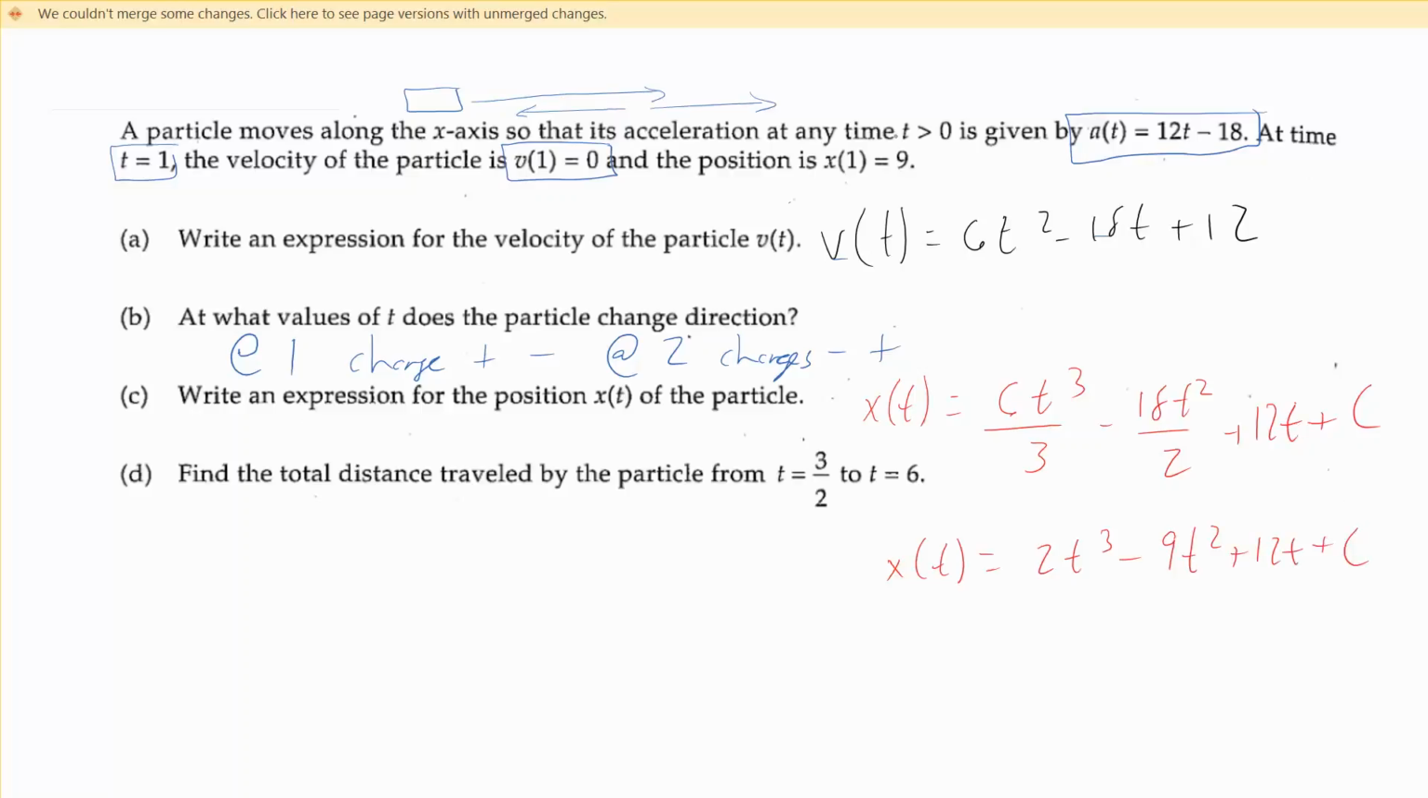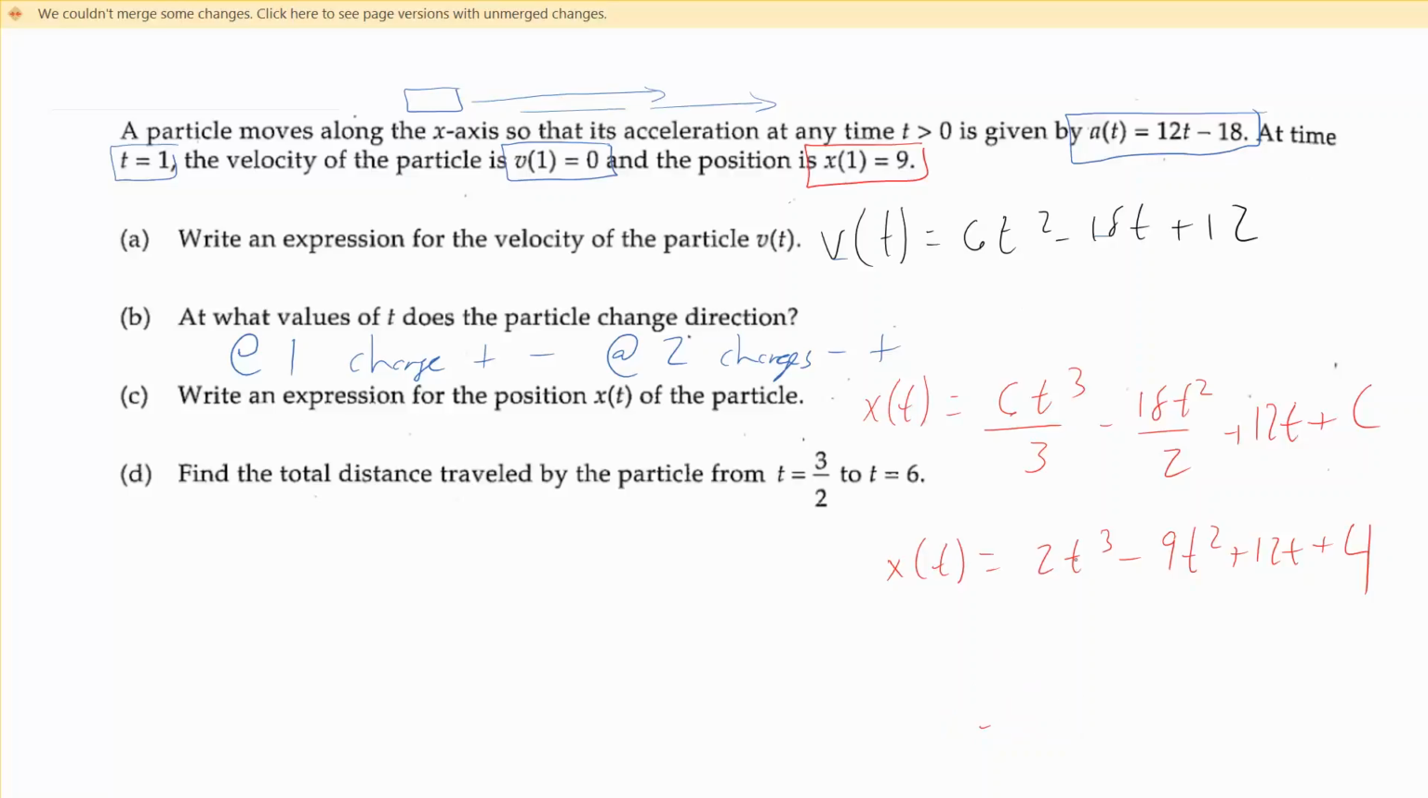Again, we are given the information that at 1, the position is 9. So let's put that information in. 2 minus 9 plus 12 plus c. On this side we've got 14 minus 9, which should be 5. We're going to subtract that over, so 4 equals c. So my equation for the position is that.